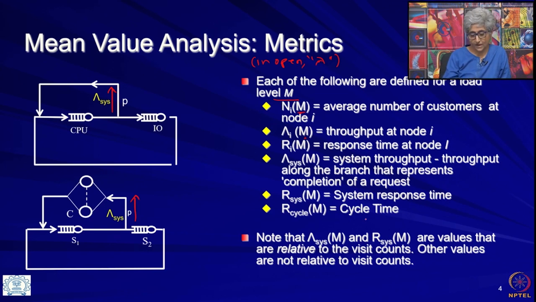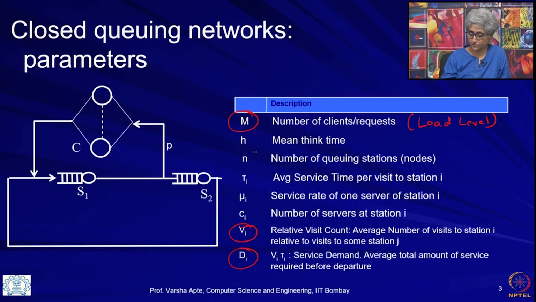Then we have cycle time. This is basically equal to the system response time if there is no client node. And in the case of think time also, this is 0 if there is no client node. Basically this parameter is not relevant if an explicit client node is not being modeled.